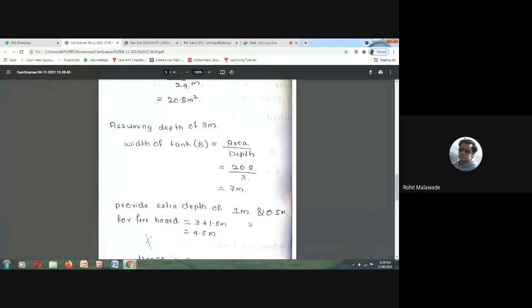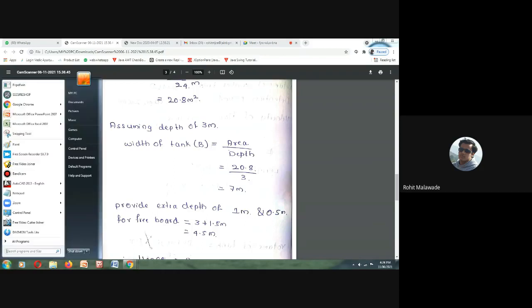Then provide extra depth of 1 meter and 0.5 meter. Now we have got the depth of 3 meter. Provide extra depth of 1 meter for the sludge zone and 0.5 meter as a freeboard. So what is this extra depth? Just we'll see it.